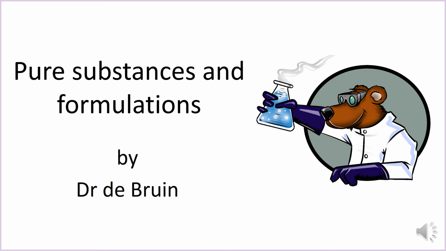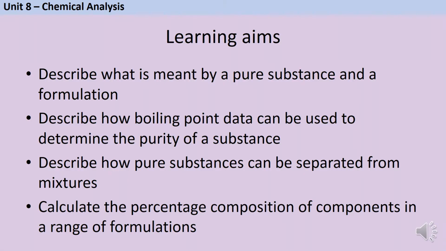This is a revision video about chemically pure substances and formulations, which comes up in the GCSE chemistry topic of chemical analysis. By the end of this video, you should be able to describe what is meant by a pure substance and formulation. You should be able to describe how boiling point data can be used to determine the purity of a substance. You should be able to describe how pure substances can be separated from mixtures, and you should be able to calculate the percentage composition of components in a range of formulations.